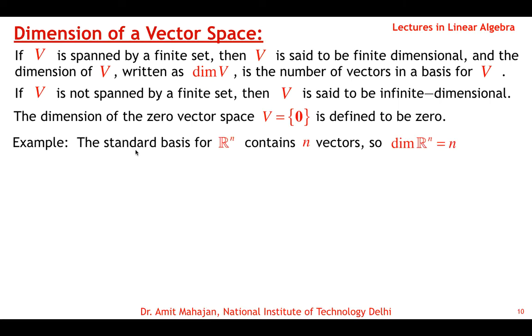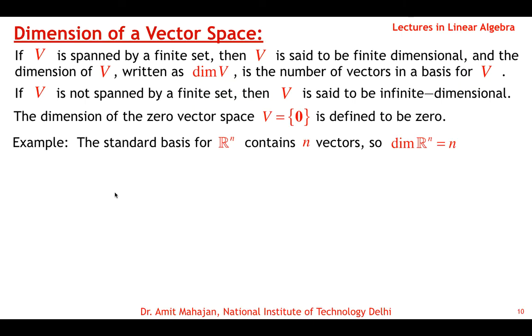Now for example, the standard basis for Rn contains n vectors, because to span Rn we need n vectors in the set, and those vectors have to be linearly independent. So n linearly independent vectors span Rn. So clearly the dimension of Rn is n. Because the dimension of Rn is the number of vectors in the basis, and in the basis of Rn we have seen that E1, E2, up to En are n vectors which are the standard basis. So the dimension of Rn space is n. Similarly the dimension of R3 will be 3, the dimension of R2 will be 2, and so on.